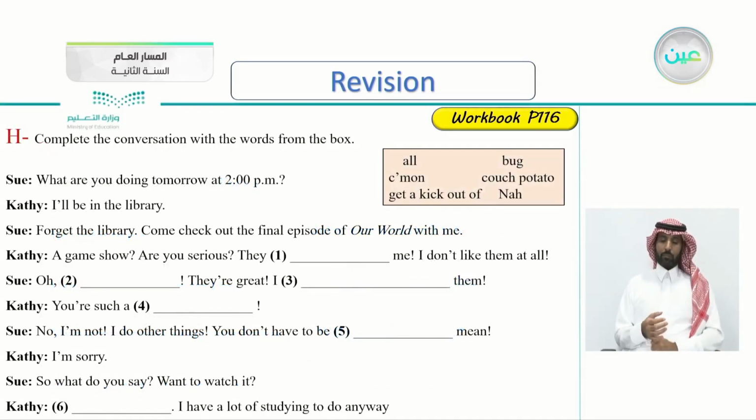The second exercise here on page 116, complete the conversation with the words from the box. We have 6 words here. All, come on, get a kick out of, bug, couch potato, and nah. So this is a conversation between Sue and Kathy.